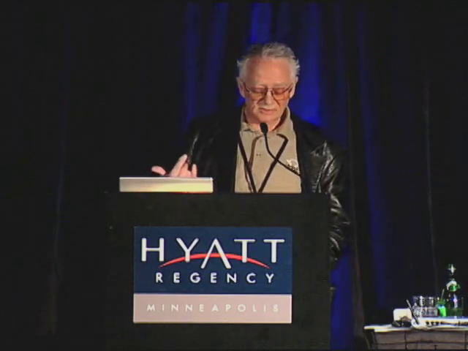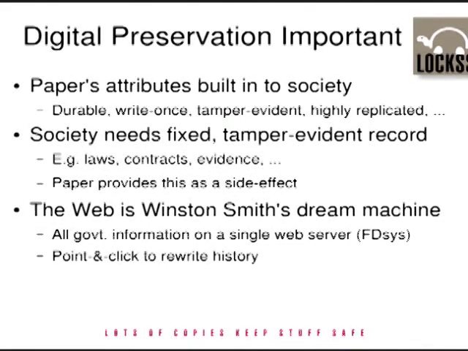So we can't just throw up our hands in despair at all these really difficult problems. Society's transition to the digital medium is inevitable. It's basically happened. And we need to make sure that the digital medium replaces all of paper's functions in society, not just the ones that it's easy to do in the digital world. Paper is a durable, write once, tamper-evident medium. The digital medium, as we currently use it, has none of these attributes. Society has come to depend on the kind of fixed, durable, tamper-evident record that paper provides.